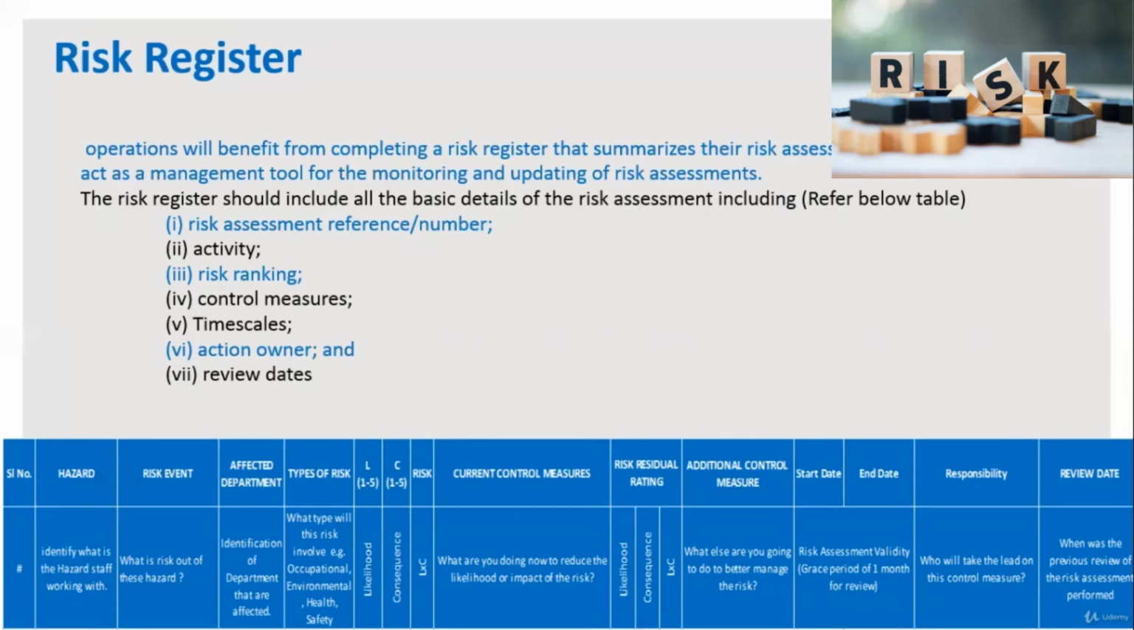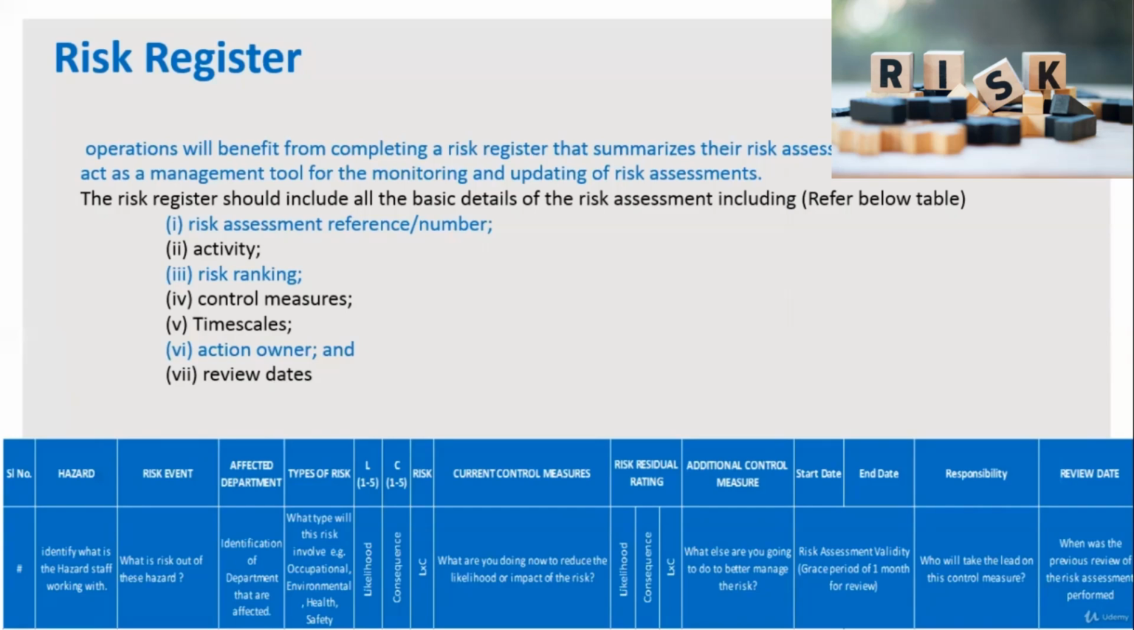Then you are deciding you need additional, sorry. So current control measures, then you go to the residual risk rating, then additional control measures after the residual rating is falling, as I said, in the 8 to 12 category. Again, if the residual risk is falling in that category, we need some additional risk control measures, and its start date, end date, who is doing that, the responsibility, and how we are reviewing them.